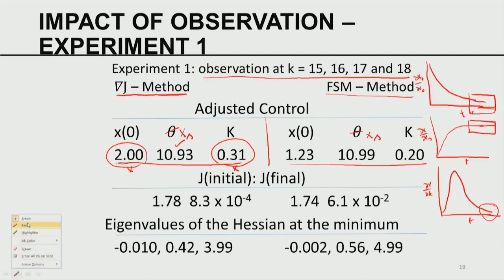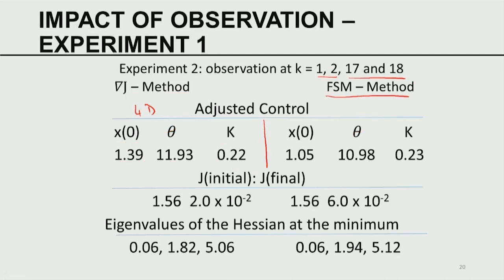This is 4DVAR. This is FSM. So if I come back here, you can readily see the 4DVAR method does better with respect to the distribution of observation at 1, 2 and 17, 18. This is better than the previous recovery. But this is even better because FSM is able to take advantage of the distribution of observation with respect to sensitivity. So what is the moral of the story?